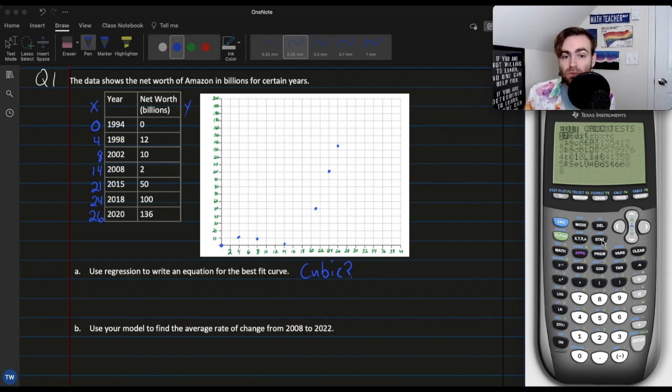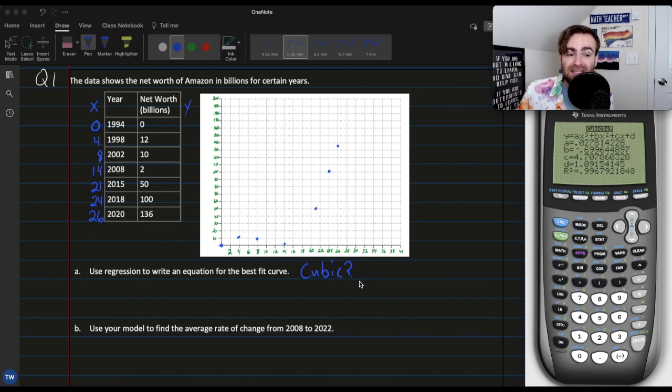But let's try one more. Let's go to stat. Let's go to calculate. Cubic is 6. All of that is good. We want to store a regression equation in y1, just because if I want to do anything with it, it becomes a lot easier to do so. Enter. And we get all of these numbers, and we get 99.7% accurate. Now that is amazing. That's a pretty good regression.